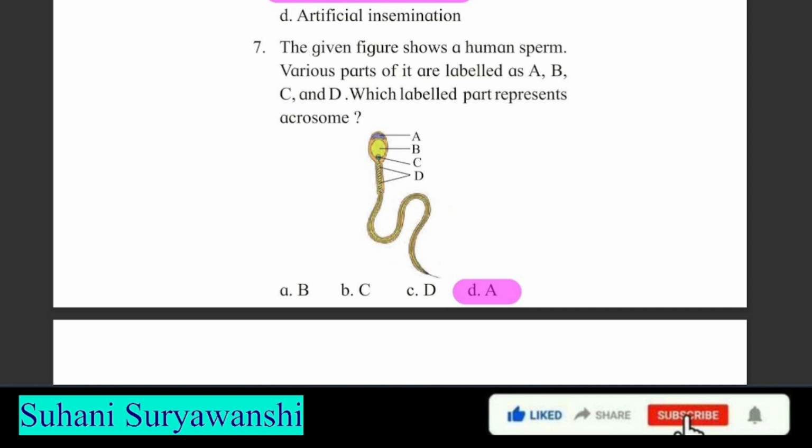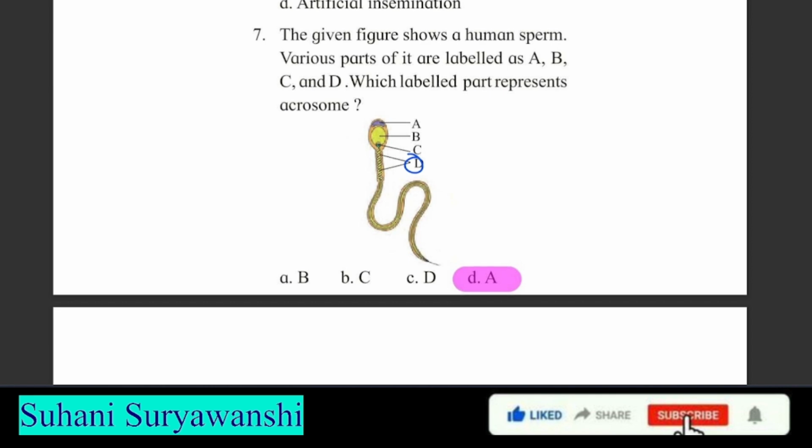The given figure shows a human sperm. Various parts of it are labeled as A, B, C, and D. Which labeled part represents a chromosome? So correct answer is option D, which represents a chromosome. Correct answer is option D, A represents a chromosome.